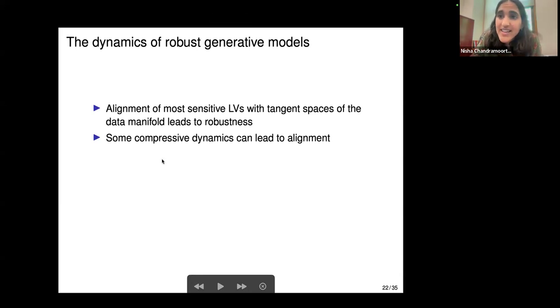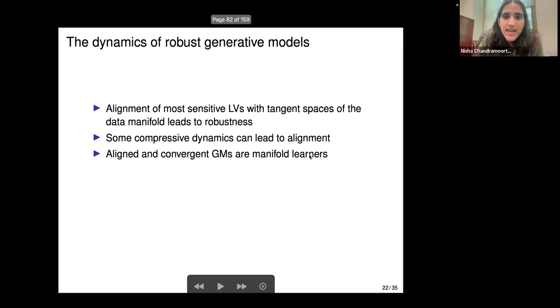Okay, we can show that even if your generative model has compressive dynamics or expanding dynamics, you can get sufficient conditions for getting this alignment property. And even though this alignment is only sufficient, there are other ways maybe of getting the robustness of the support. All of these things are just characterizing sufficient conditions.